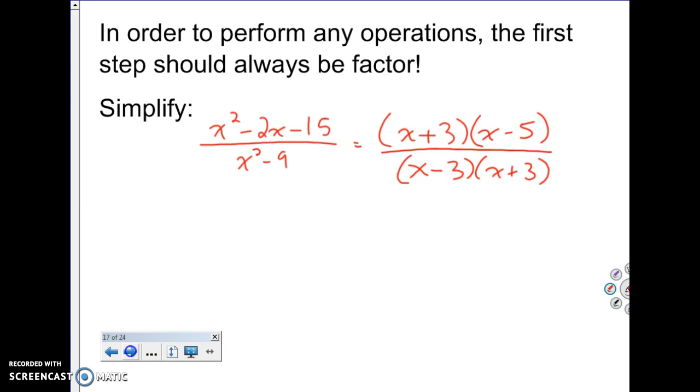And you'll notice that I have an expression on top and an expression on the bottom, and those can just cancel. Because this is not a function or equation where we have to constantly worry about inputs and outputs, this is just an expression. This is totally legit. And so your final simplified expression would be this as your answer. Okay?